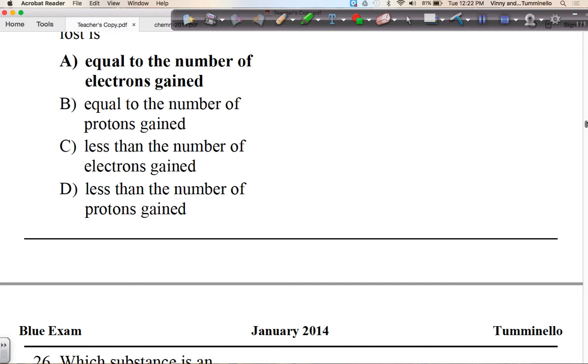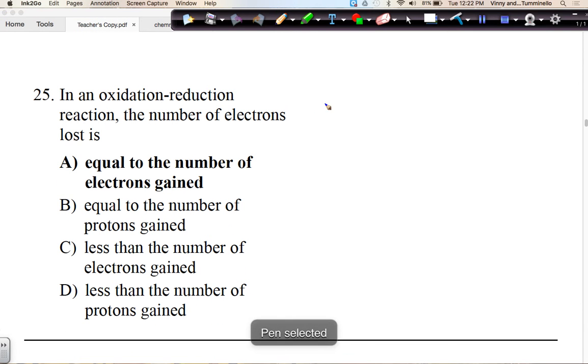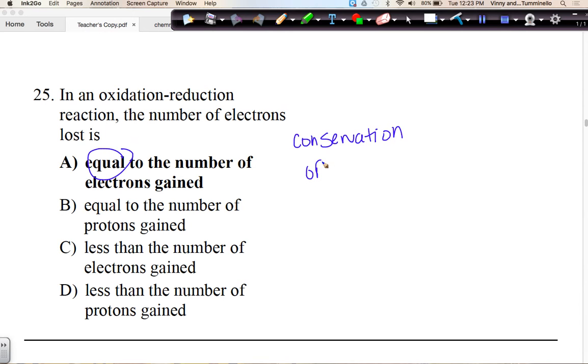For number 25, in an oxidation reduction reaction, the number of electrons lost always has to be equal to the number of electrons gained. Remember, there is always conservation of mass, energy, and charge.